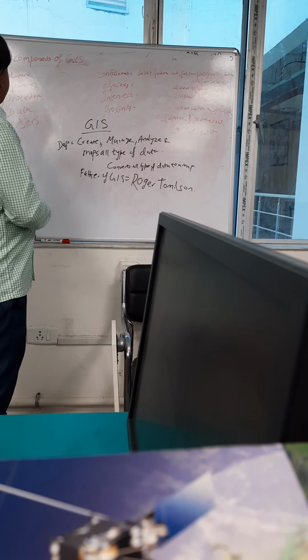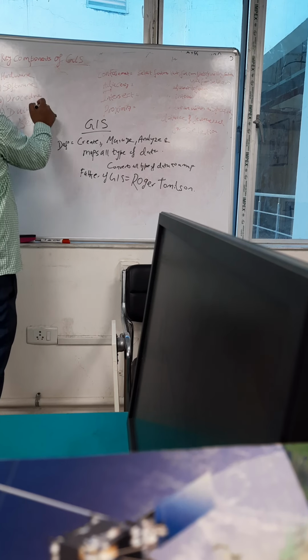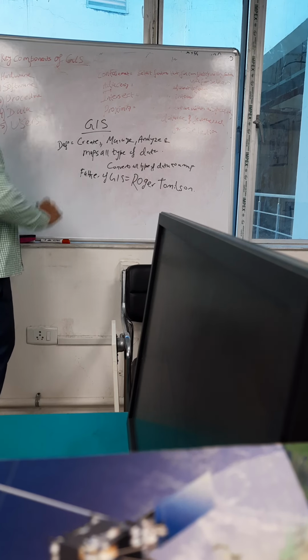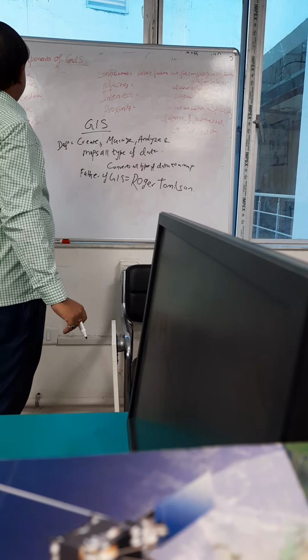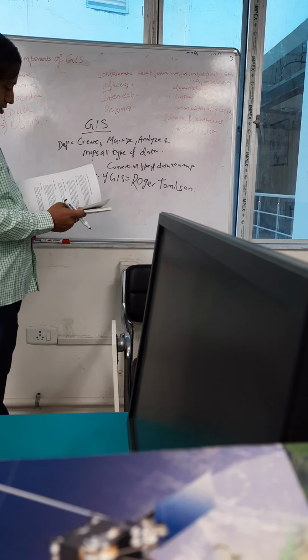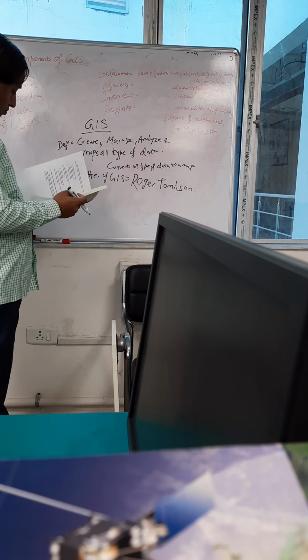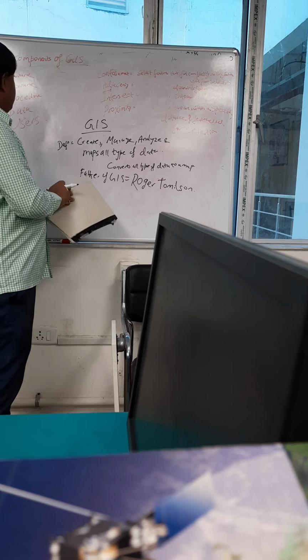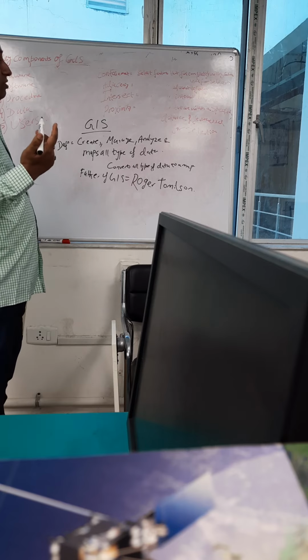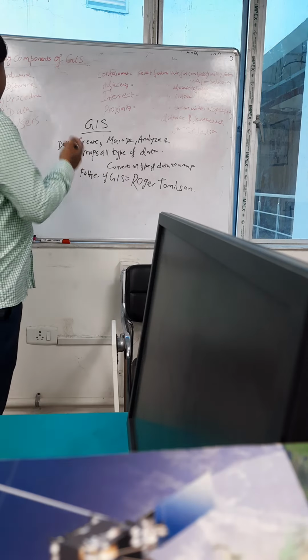So these are the key components of the GIS for any geographic information system: hardware, software, procedure, data, and users. These are the 5 components of the GIS. Hardware means that since we process the data in a computer system, this computer itself is hardware. That's why it is called hardware.